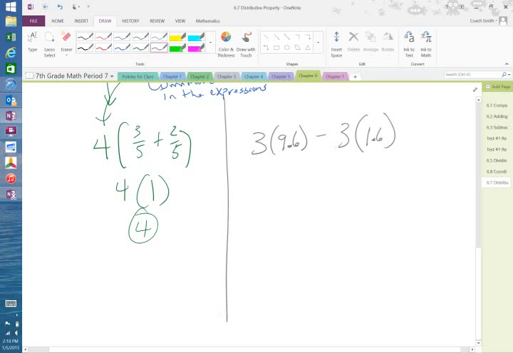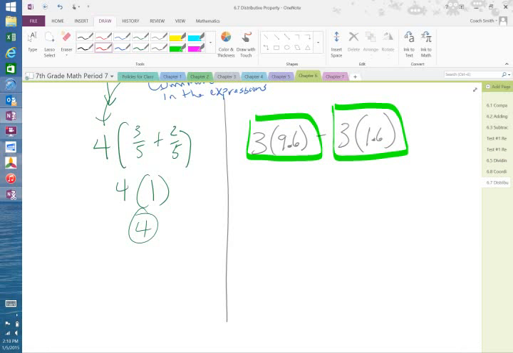This one here, 3 times 9.6 minus 3 times 1.6. So, what is the common factor between the two terms? 3. So I can take and move the 3 outside my parentheses. What would be inside the parentheses? 9.6 and what? Minus 1.6.